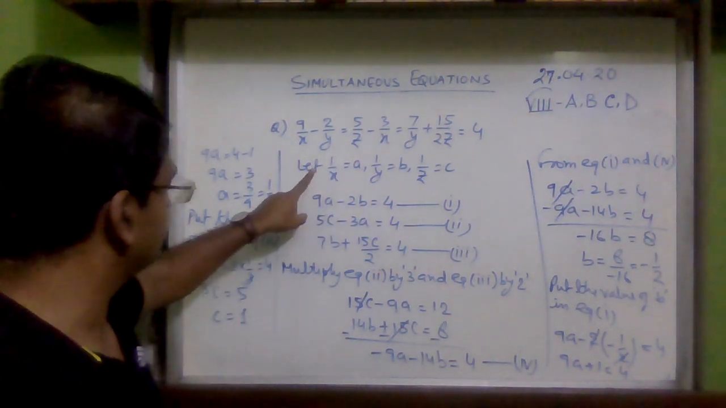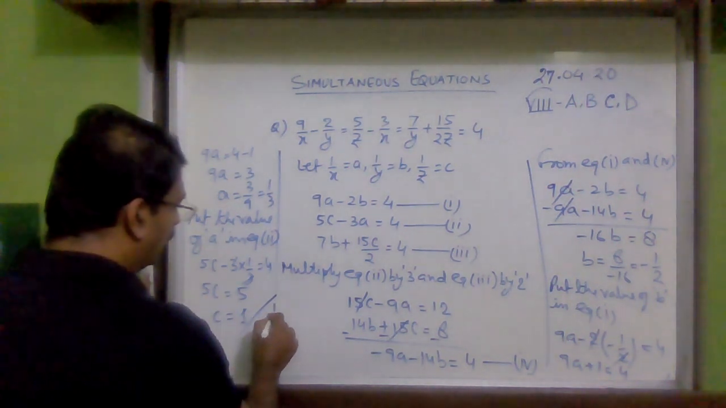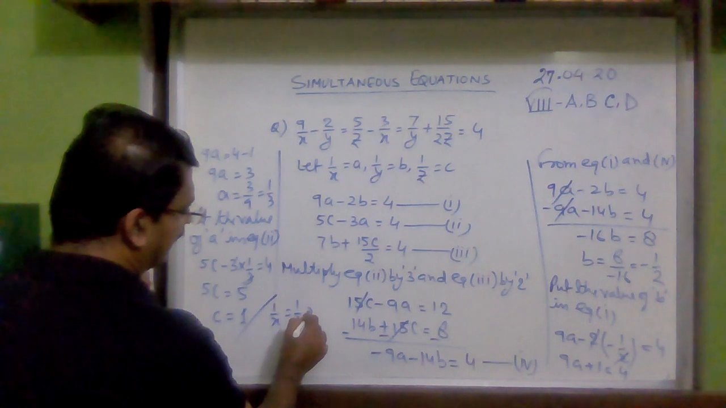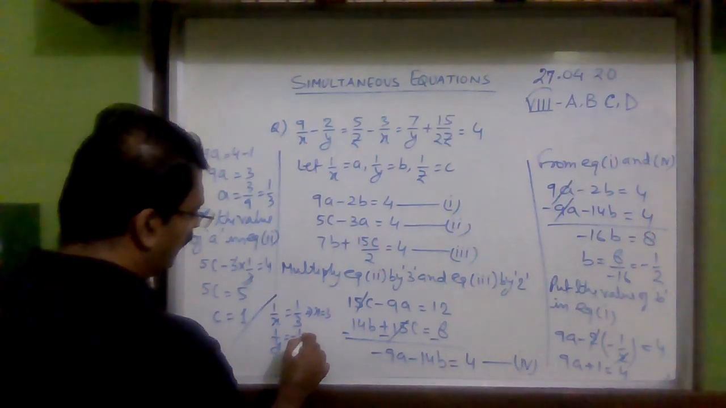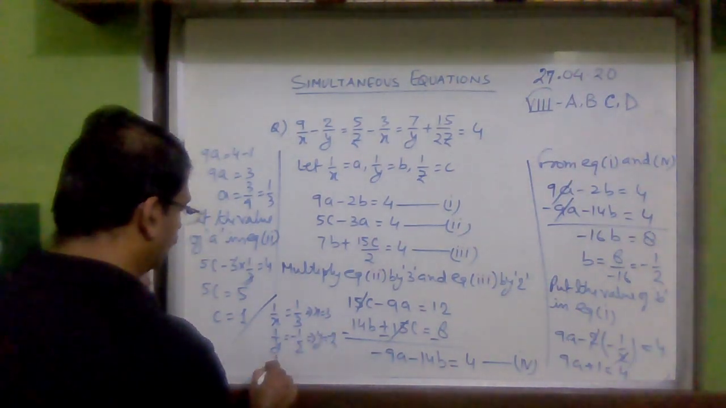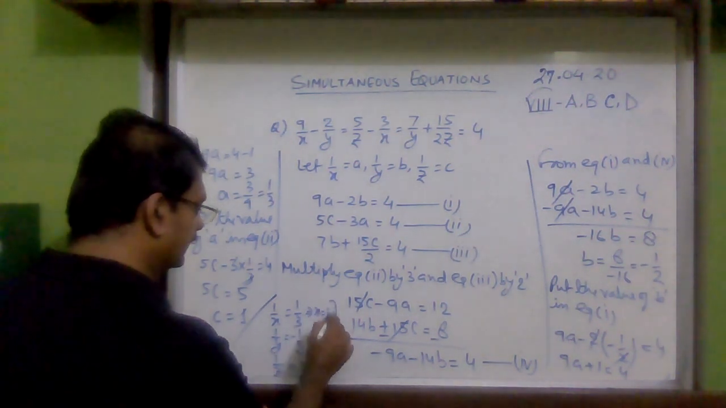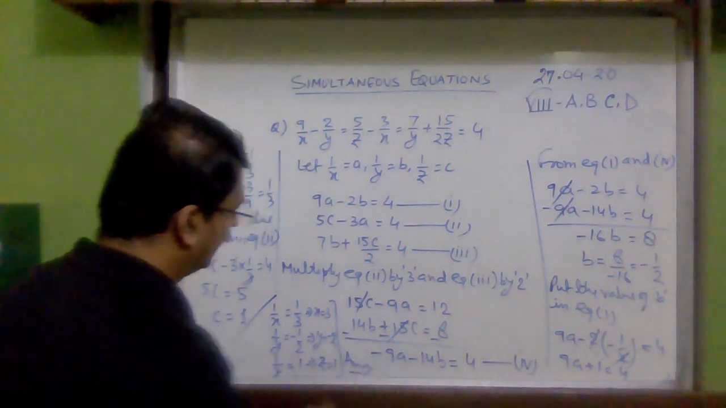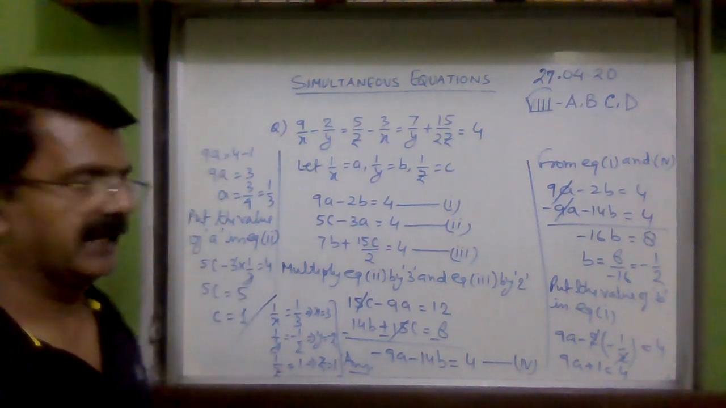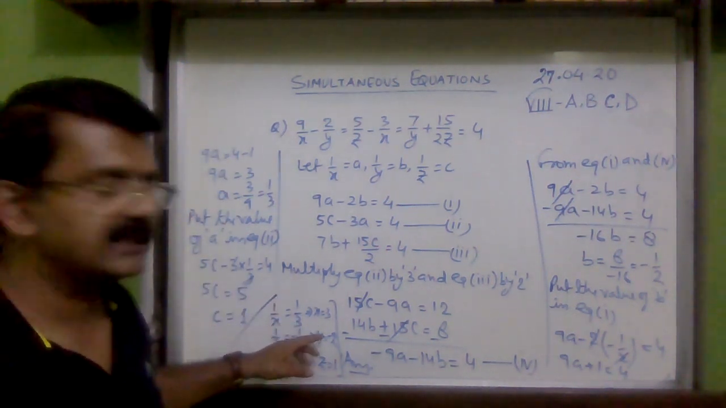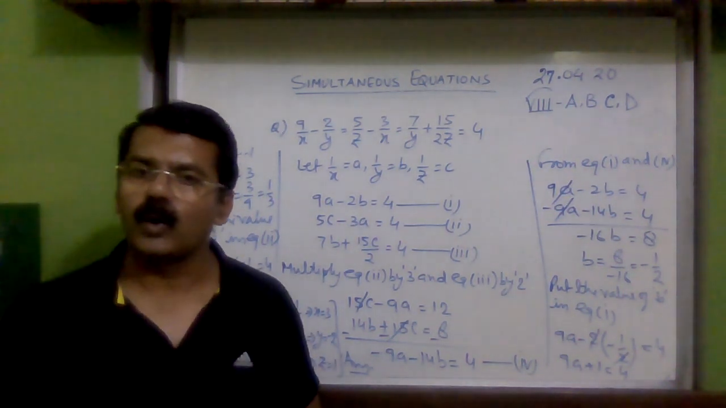You can see we have assumed that 1 upon x is a. That means 1 upon x is equal to 1 upon 3, that gives you x is equal to 3. Then 1 upon y is equal to minus 1 upon 2, so y is equal to minus 2. And 1 upon z is equal to 1, that gives you z is equal to 1. So that is your answer, that x is equal to 3, y is equal to minus 2 and z is equal to 1. Clear? I repeat, the answers are x is equal to 3, y is equal to minus 2 and z is equal to 1.